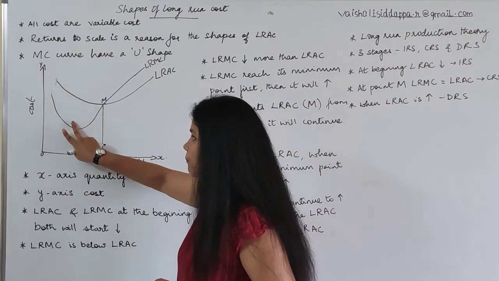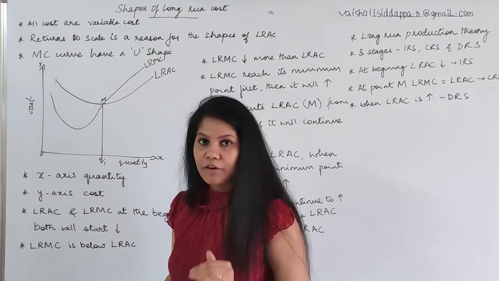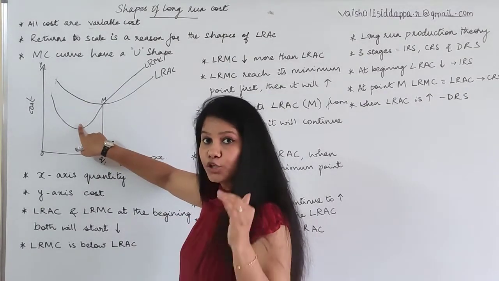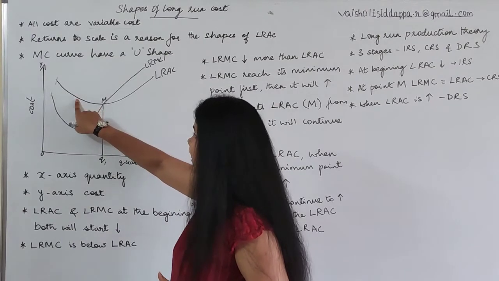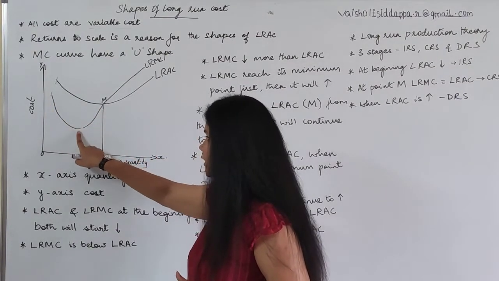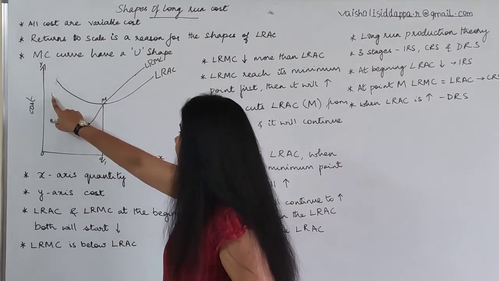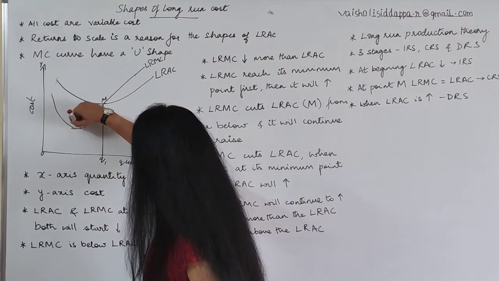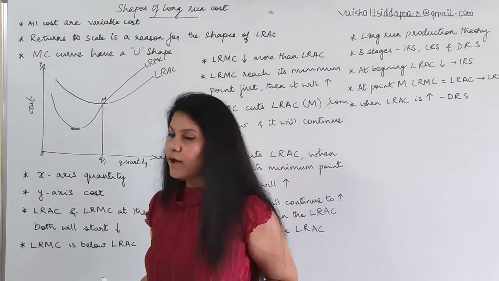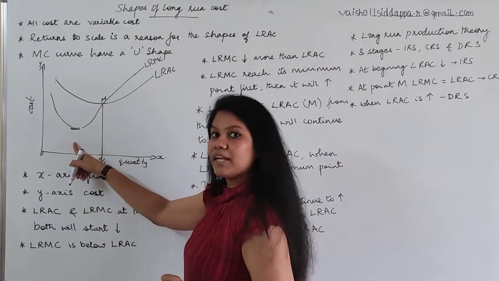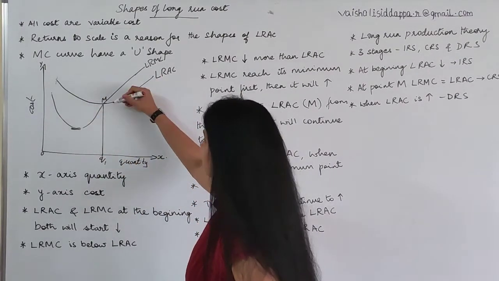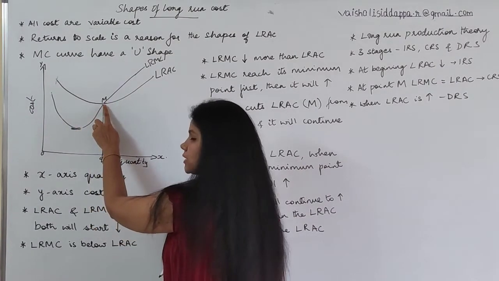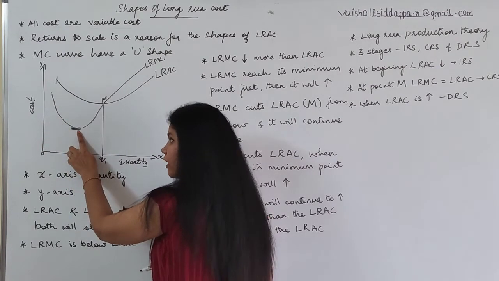At the beginning they both are decreasing. When both are decreasing, first the LRMC curve decreases more than the LRAC curve. LRMC is coming down. Before LRAC, LRMC is going to reach its minimum point. Can you see this lowest point here? LRMC's minimum point is this, and LRAC's minimum point is this. So LRMC reaches its minimum point first.